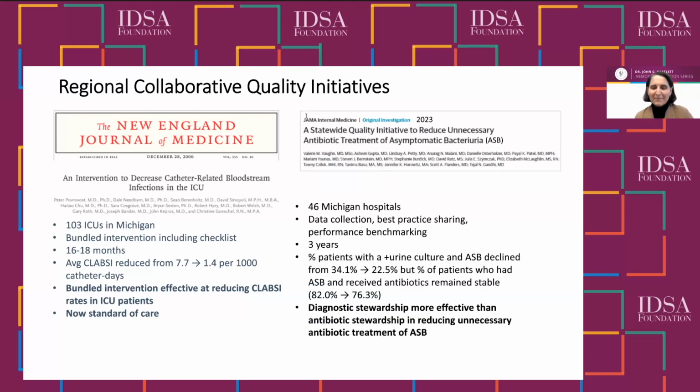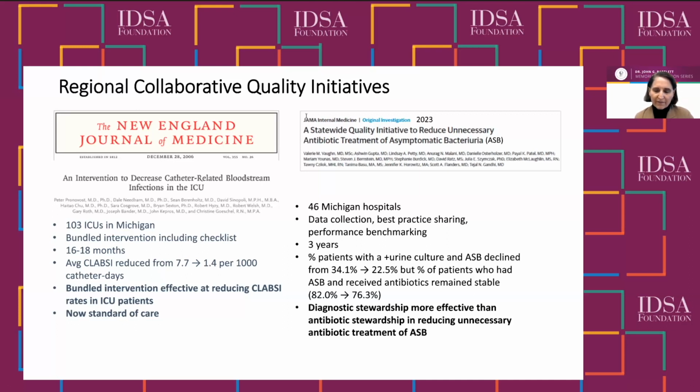Thank you. So, this is a more contemporary approach. Again, another regional quality collaborative. This again occurred in Michigan, now 46 hospitals. And this initiative was aimed at reducing unnecessary antibiotic treatment of asymptomatic bacteriuria, or ASB. And they had, again, a bundled approach. They used collected data, because again, you can't fix what you don't measure. So they collected data, they shared best practices, they benchmarked performance, and they did this over about a 3-year period.